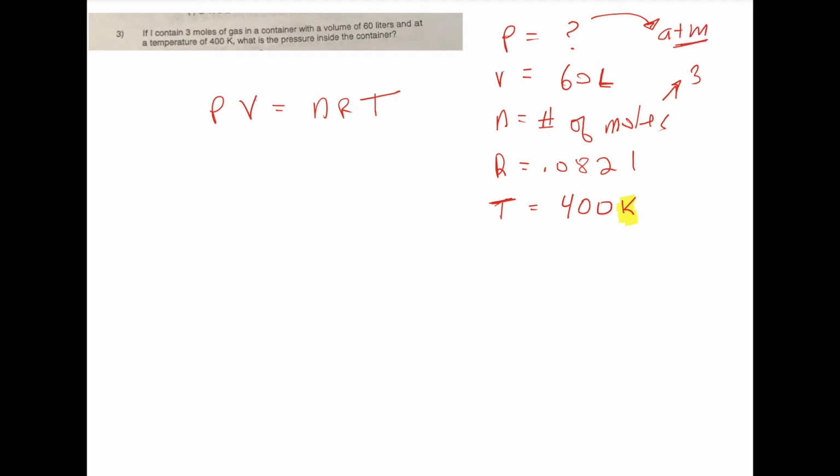Now let's set up the problem. We're not going to punch out the final answer, but we're going to have it all set up. Okay, we're solving for P. Volume is 60. The number of moles is 3. R is 0.0821. And T is 400. Now divide both sides by 60, and we're done.